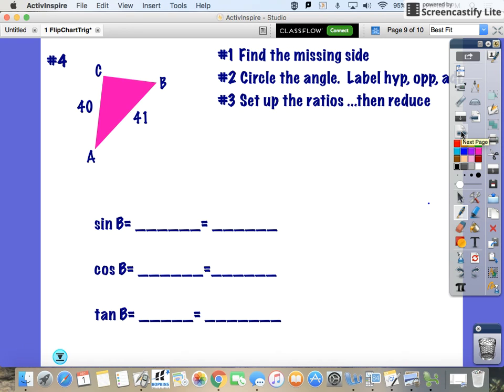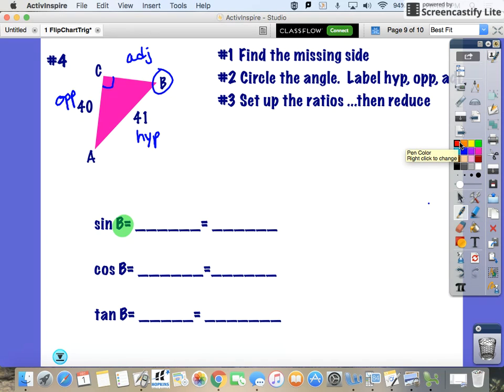All right, next one. This one says to use angle B. So we'll circle B. If you're going to throw a rock or throw a football, your opposite is going to be over here. That's what you will hit. That's your 90-degree angle. So this is the height or hypotenuse. That is your adjacent. So we need to find the missing side.